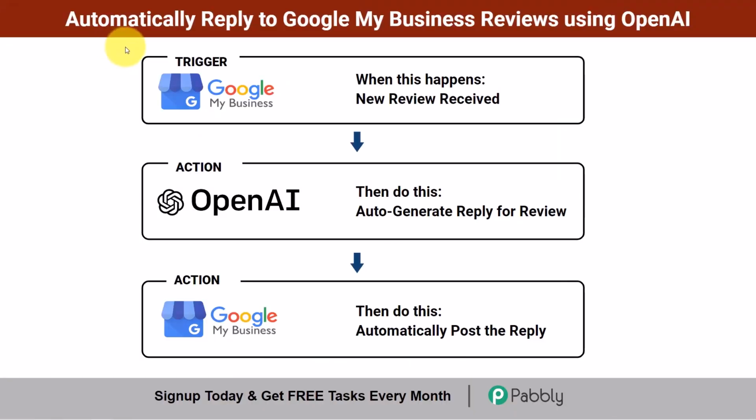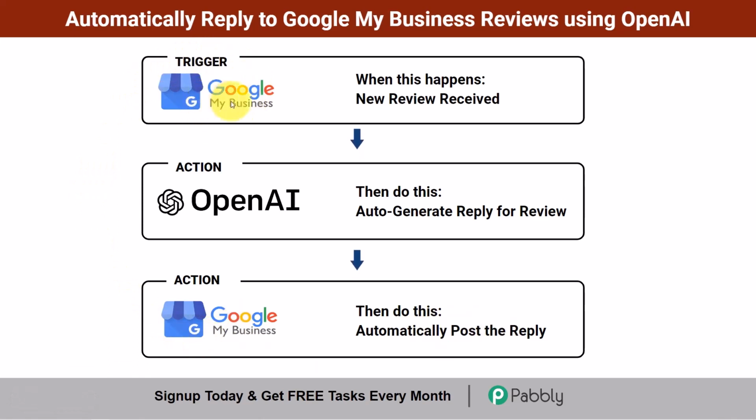In this video, we will learn how to automatically reply to Google My Business reviews using OpenAI. So let's say you receive a lot of reviews on your Google My Business profile, and the idea here is as soon as you receive a new review here, we are going to automatically generate a reply for those reviews using this OpenAI software, which works on the concept of artificial intelligence. Well, I will tell you about this application later in the video. Now, once the reply is generated automatically, we are going to automatically post the same reply to those reviews which you are receiving on your business profile.